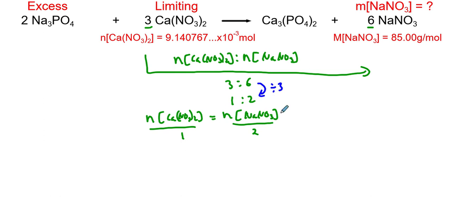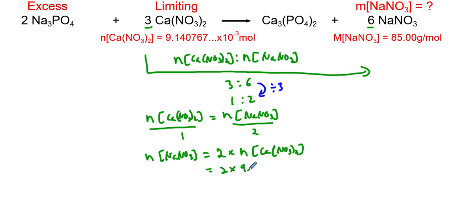We're now going to solve for this one because that's what we're looking for. So opposite dividing by 2 is multiplying. And we don't really care about the dividing by 1. So I'm going to say here that the moles of the sodium nitrate equals 2 times the moles of the calcium nitrate. So this is 2 times the 9.1407 times 10 to the negative 3. And this is going to then equal 1.828 times 10 to the negative 2 mole.